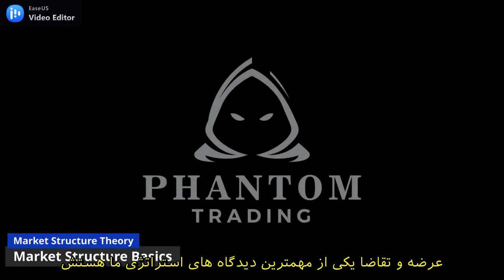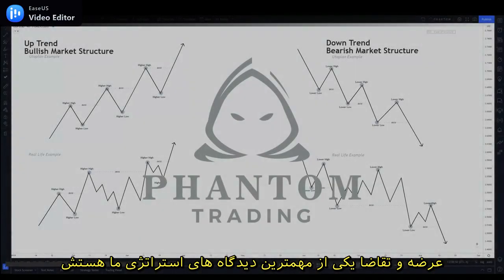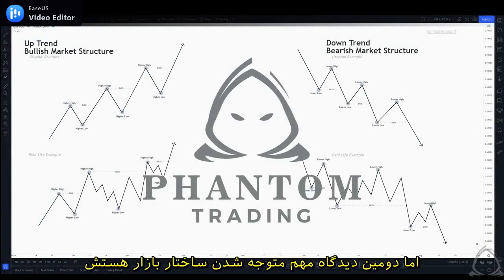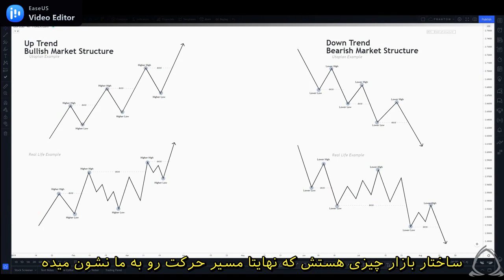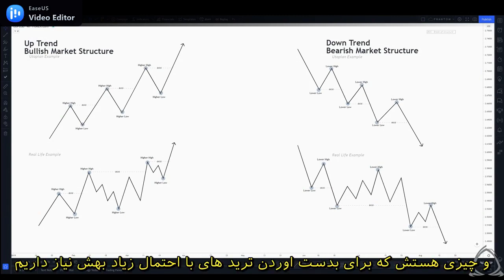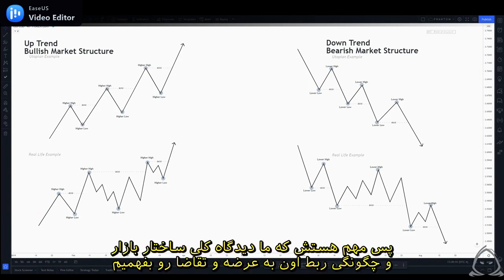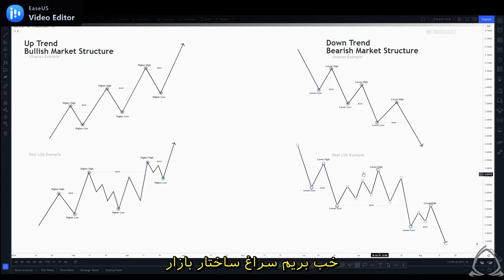Supply and demand is one of the most important aspects of our trading strategy, but the second most important thing is understanding market structure. Market structure is ultimately going to give us the direction and general narrative that we are going to need in order to build high probability trading ideas. So it's imperative that we understand the general concepts of market structure and then how they link to supply and demand. So let's jump into market structure.